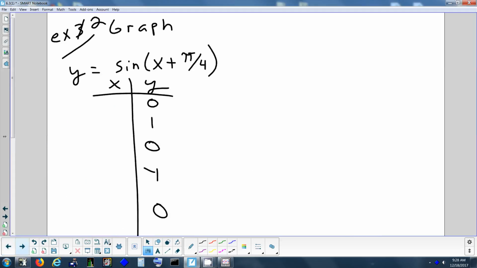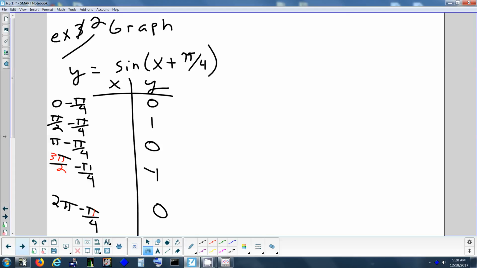And now I'm going to take all my x's, which are 0, pi over 2, pi, 3 pi over 2, 2 pi. And what am I going to do to all those x values? You're going to subtract pi over 4. Now, I think after we do the first 2 or 3, you'll see the pattern, and you won't have to find the common denominator every time. But if you don't see the pattern, you can always do it that way. Just find the common denominator.